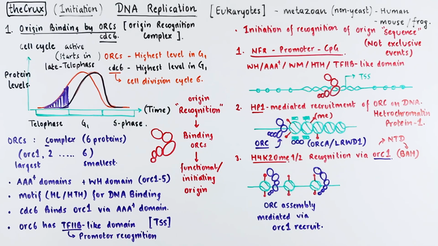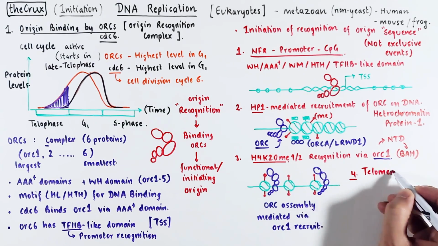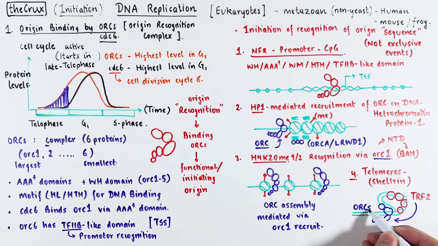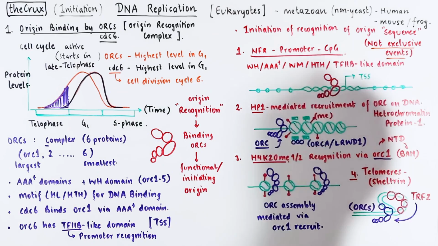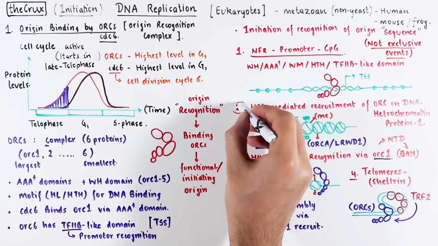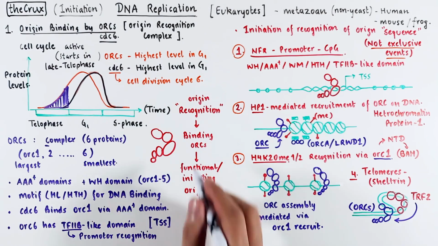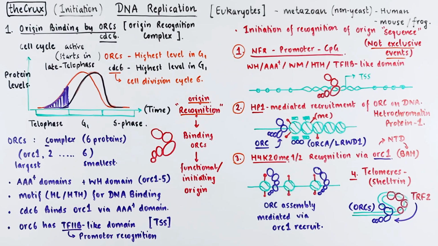The fourth example is less commonly observed. It is at telomeres, which have many proteins like the shelterin complex associated with them. This shelterin complex has a protein called TRF2, which can attract ORCs to the telomeres to start replication from the ends of the chromosome. So just to reiterate, these examples are not exclusive events. So multiple of these events can be happening at the same time at the same spot. So this is how recognition is set up.